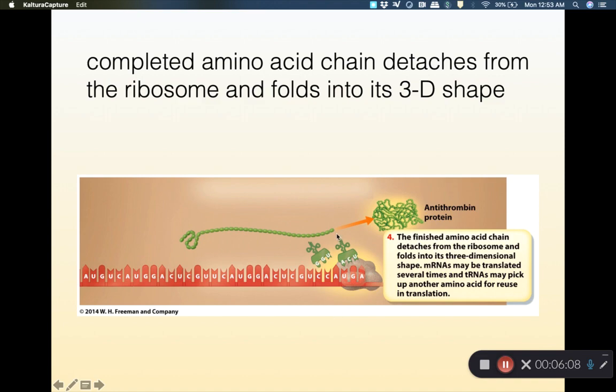And once this completed amino acid chain is finished, or the ribosome finishes with the mRNA strand, the completed amino acid chain detaches and begins to fold into its 3D shape. And that's where you're going to get your completed protein. And in this case, we have, again, the antithrombin protein.